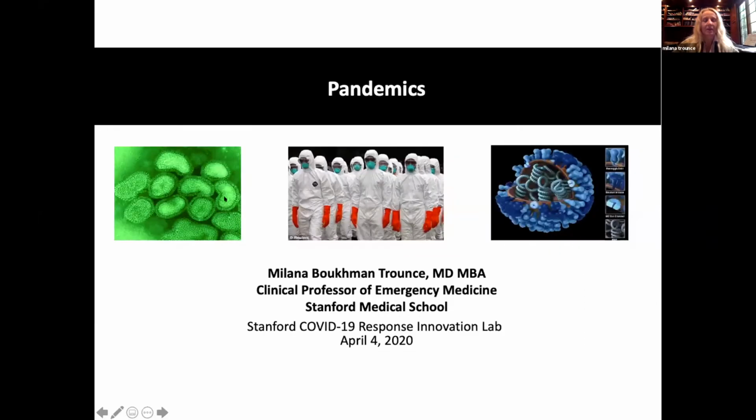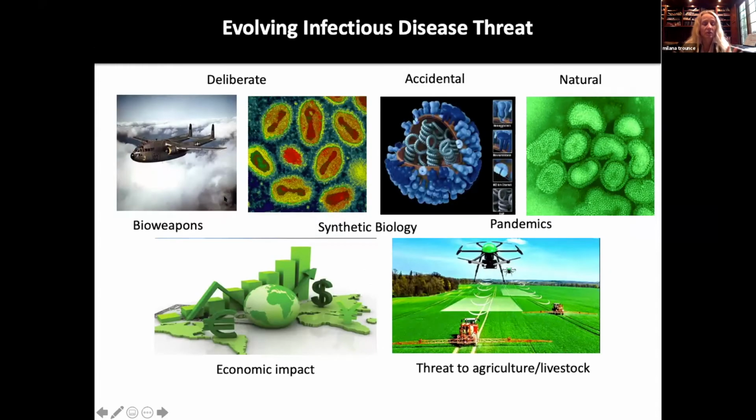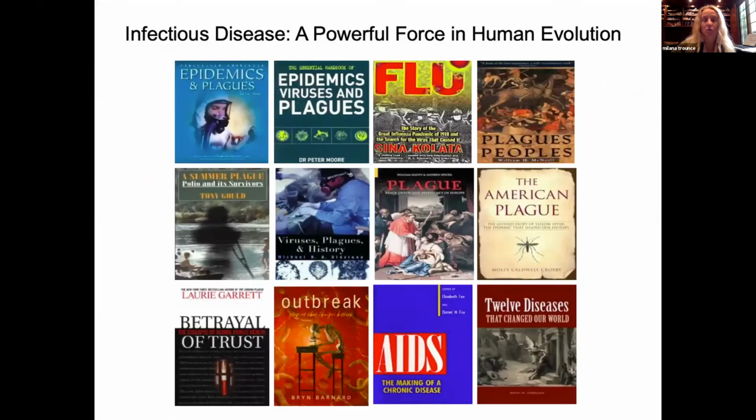Okay. So let's go over the infectious disease threat, just to put everything into context. When we talk about infectious disease, although everybody's very focused on COVID-19, there are actually numerous threats from infectious organisms. We talk about the spectrum of deliberate, accidental, and natural threats, with COVID-19 being one. Something to never forget is obviously the economic impact. You guys are in business school, you know about that. And also the threat to agriculture and livestock from infectious organisms more broadly.